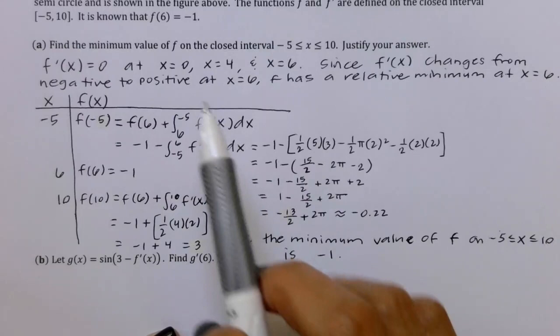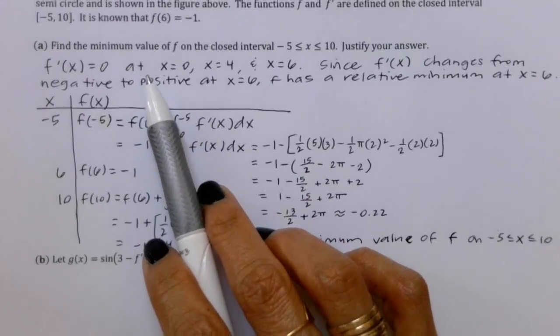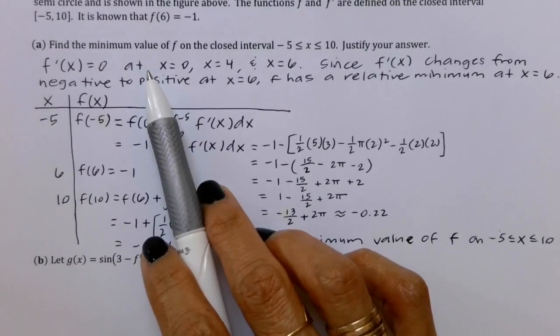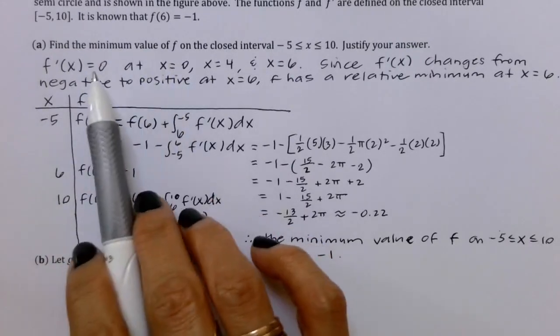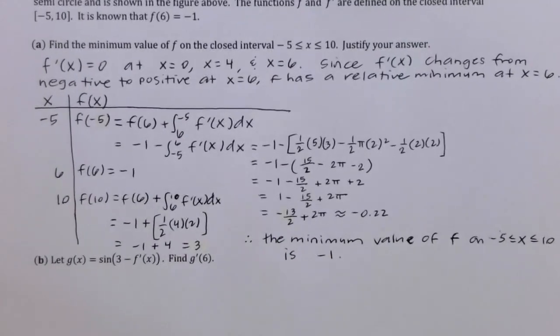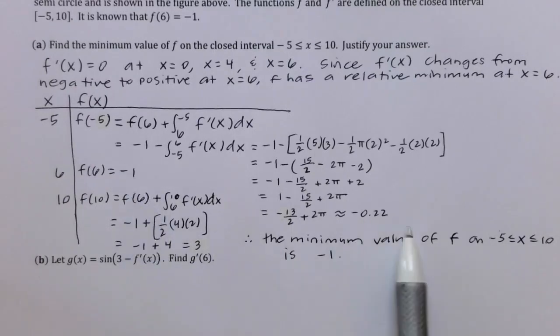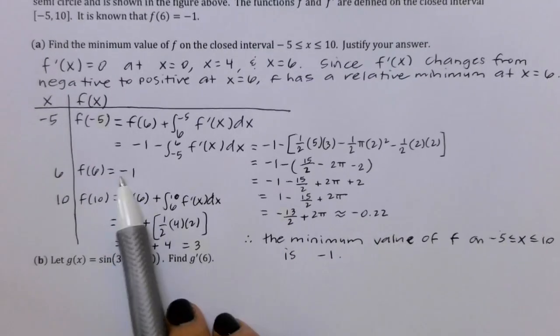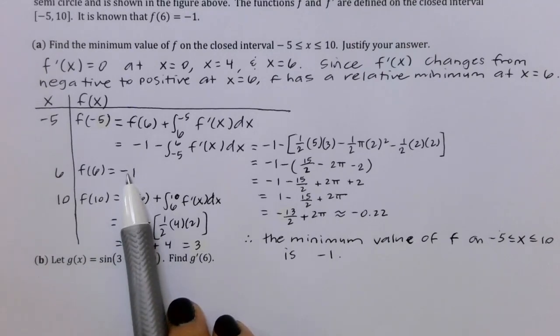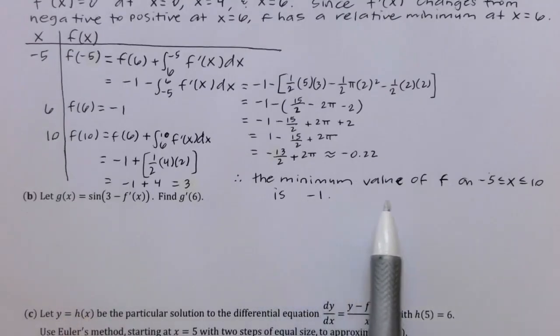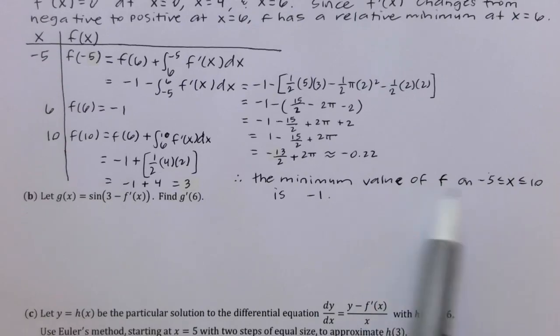Always on these types of problems, make sure you go back to the original and reread the problem to make sure you answer it correctly. It says find the minimum value of f. So it wants the actual minimum value, it doesn't want where it occurs. Between -0.22, -1, and 3, -1 is the lowest value. So I wrote it out: therefore the minimum value of f on the closed interval from -5 to 10 is -1.